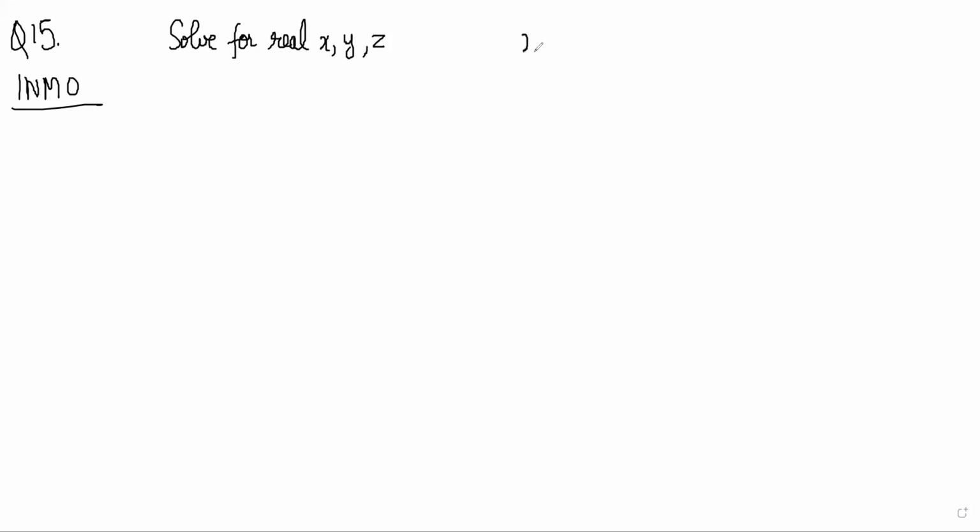So we have x plus y minus z is equal to 4. x square minus y square plus z square is equal to minus 4. And xyz is equal to 6. Right? We have to solve this for real numbers. So let's look at it.